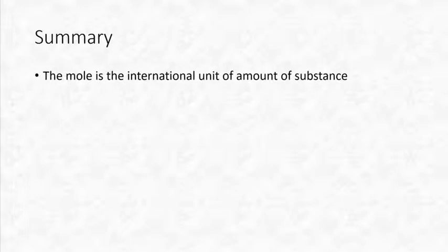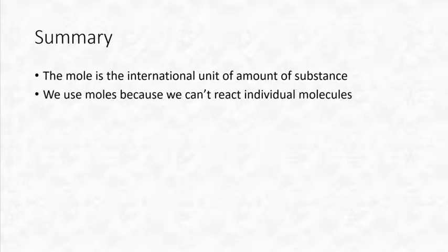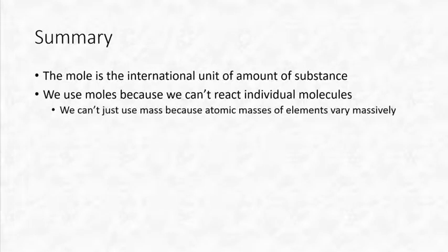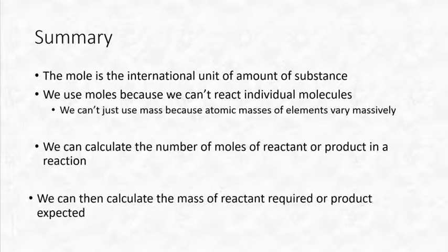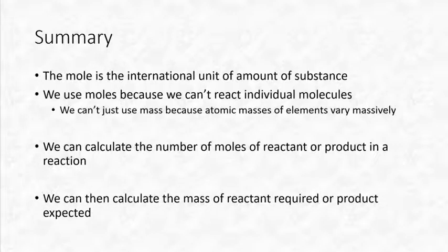Okay, in summary, what have we learned in this tutorial? The mole is the international unit for the amount of substance. We use moles because we can't react individual molecules. We can't just use mass, because atomic masses of elements vary massively. We can calculate the number of moles of reactant or product in a reaction, and we can then calculate the mass of reactant required or the mass of product expected. And in our next tutorial, we're going to look at percentage yield.